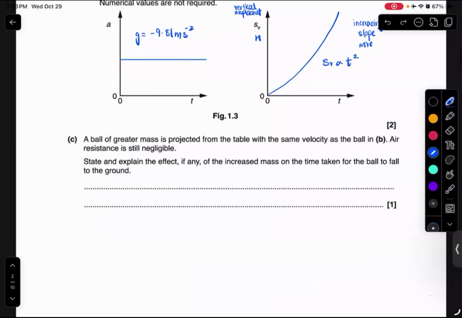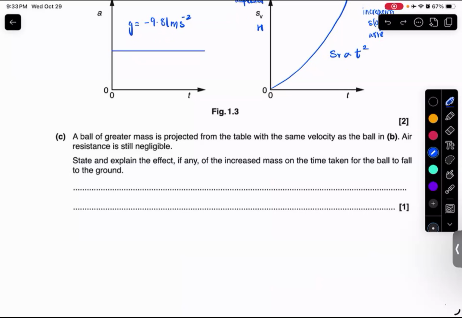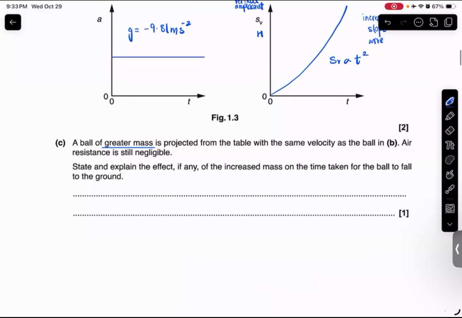So a ball of greater mass is projected from the table with the same velocity, air resistance is still negligible. State and explain the effect of any increased mass on the time taken for the ball to reach the ground. Yes, Aris, what do you think? This is one of those excellent questions. We increase the mass. Should it affect the time taken? No.